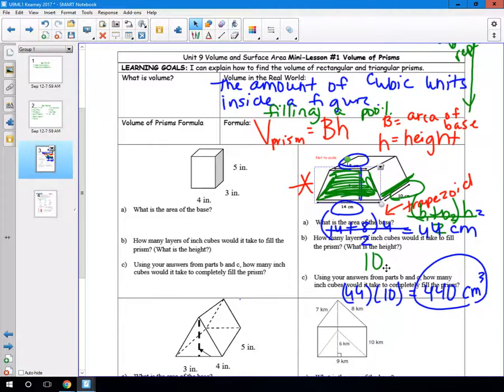So what I want you to do is come over here to this first one right here. This one right here. And I want you to try that one. Okay, so figure out what's your base. How would you find the area of that base? Figure out how tall that prism is, and then find your volume. Okay, and be ready to share that one with me when you come to my station.